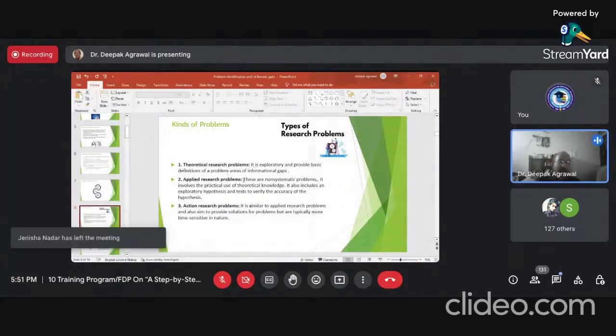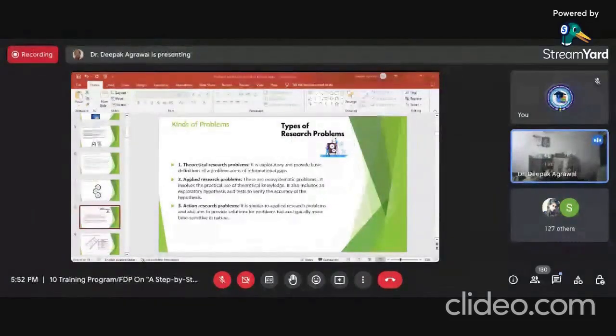Second is applied research problems. It is much more concerned with the practical aspect rather than the theoretical aspect. Theoretical problems may be descriptive in nature, but here we want to get the real outcome of the problems. So here it includes an explanatory hypothesis and a test to verify the accuracy of the hypothesis with the help of suitable statistical tools. So applied research is more beneficial, I assume, as compared to theoretical problems.